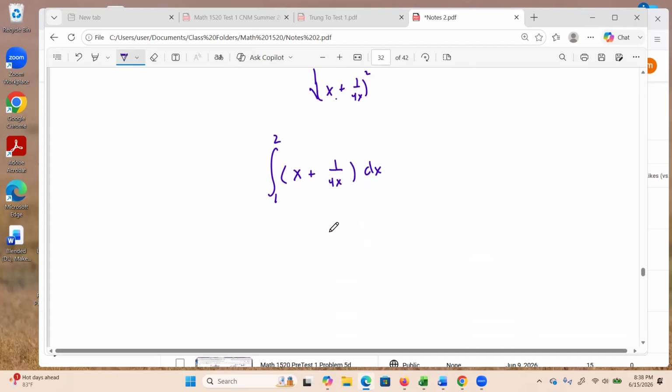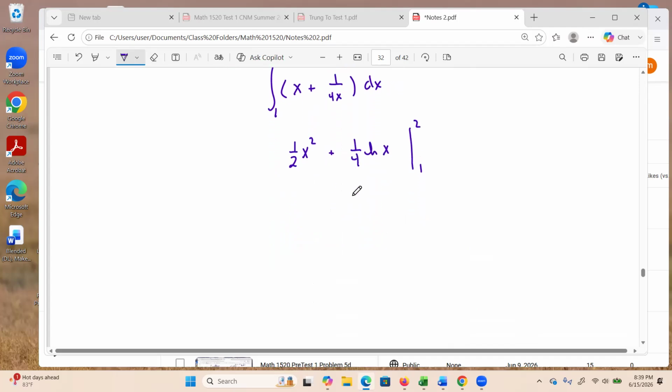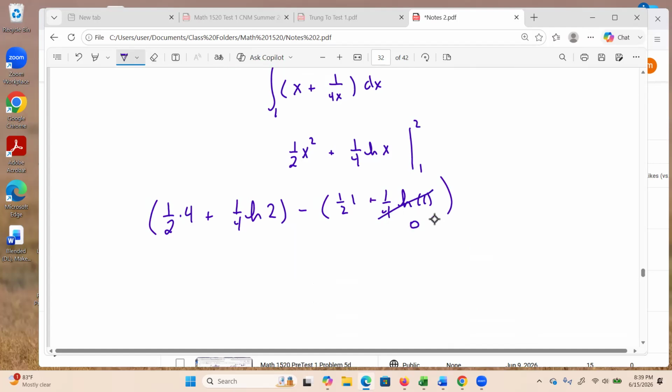So let's see here. That's going to be 1/2 x squared plus 1 over 4 natural log of x, going from 1 to 2. Again, there should be absolute values, but we're going from 1 to 2, so I know it's not going to be negative. Okay, let's plug in some things. So we have 1/2 times 4 plus 1 over 4 natural log of 2, minus 1/2 times 1 squared, plus 1/4 times the natural log of 1. Boy, doesn't that work out nicely? Because natural log of 1 is 0, right? So we could say half of 4 is equal to 2.